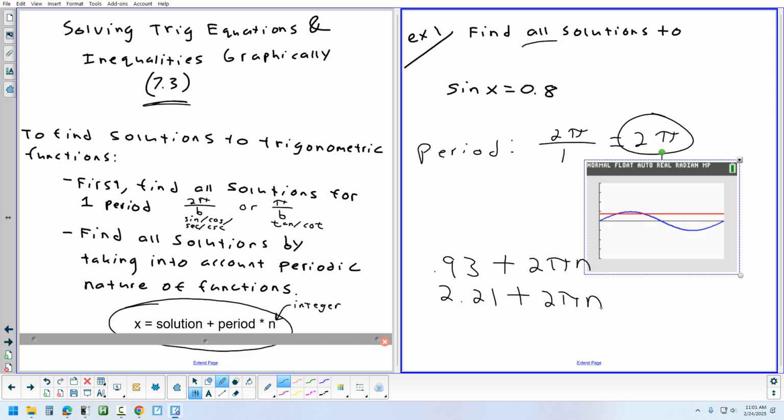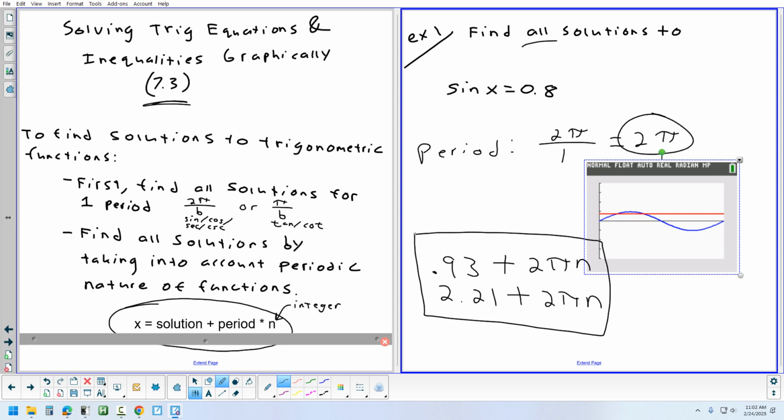So that means you can add any multiple of 2 pi to those two numbers, and you'll get another answer. Okay? You could add 2 pi. You could add 2 pi times 2, 2 pi times 10. You could add any integer multiple of 2 pi. And you could subtract it. Like if n was -1, you would minus 2 pi. That would give you an answer earlier in the cycles. Okay, so those are your 2 answers.